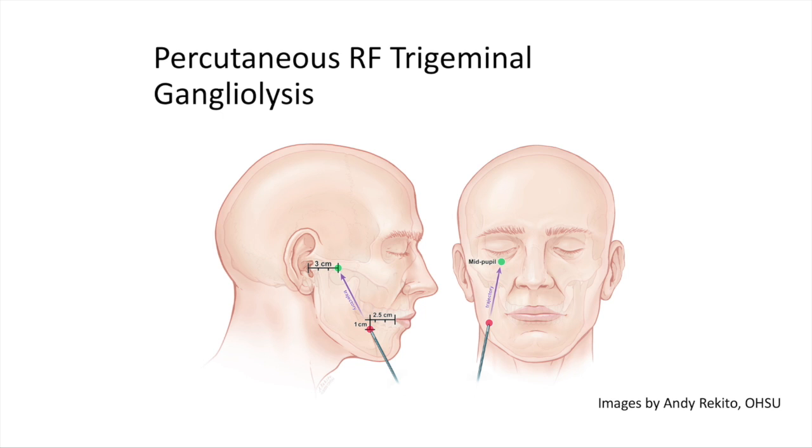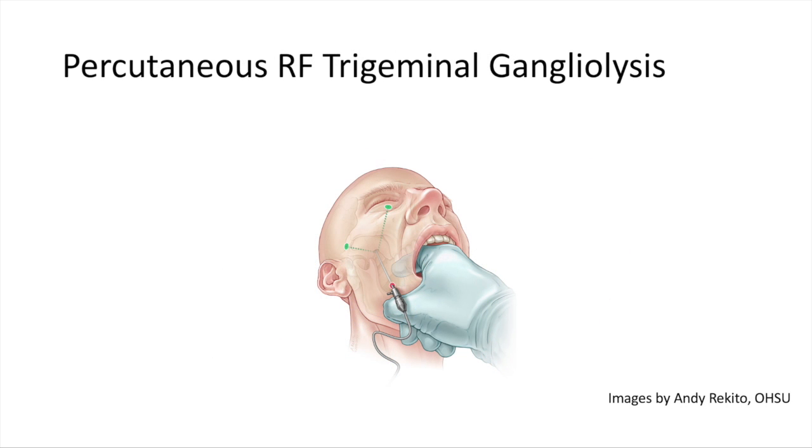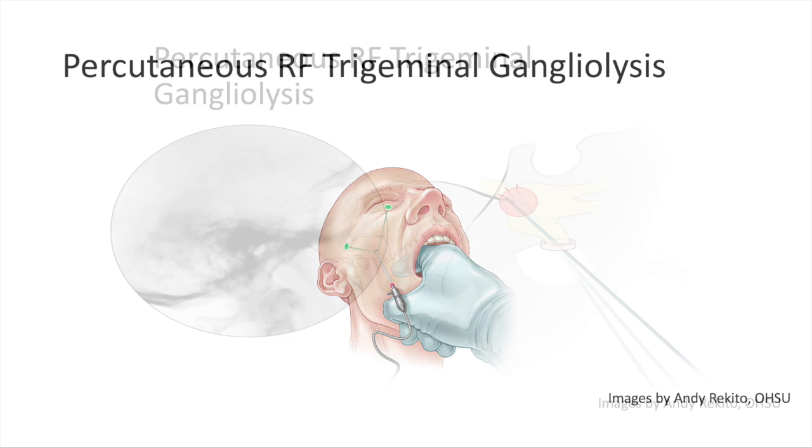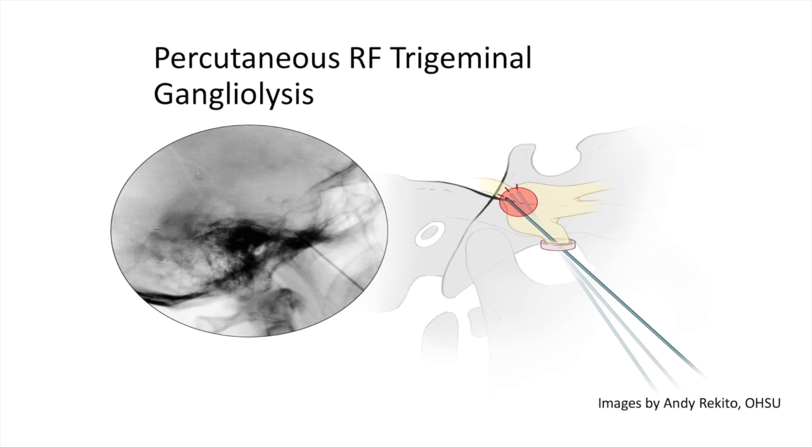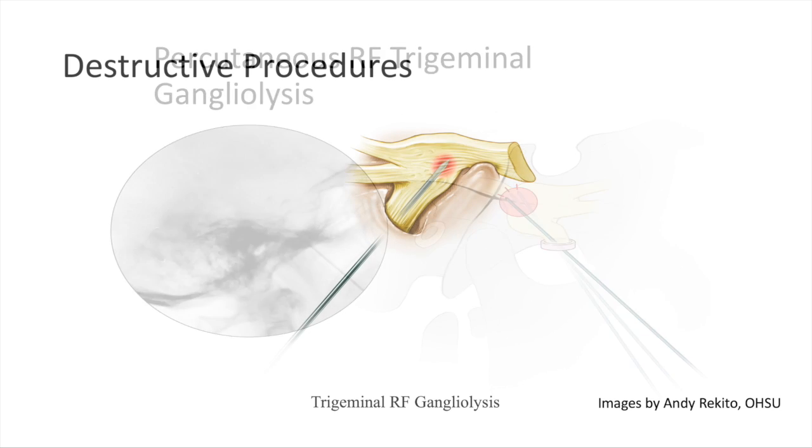Percutaneous RF trigeminal gangliolysis is a relatively common procedure in the neurosurgical armamentarium and has a long record of success in the treatment of trigeminal neuralgia. The procedure is performed under sedation, during which a radiofrequency needle is placed into the trigeminal ganglion, where a thermal lesion is created.